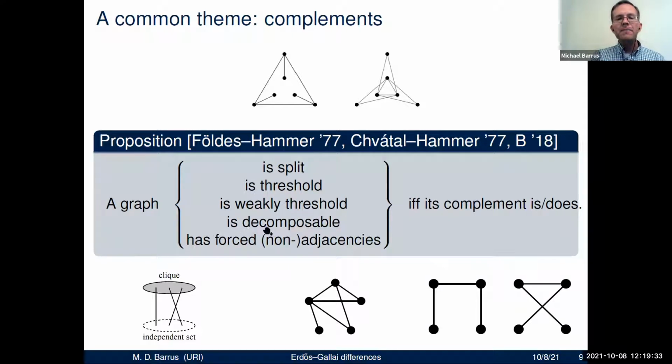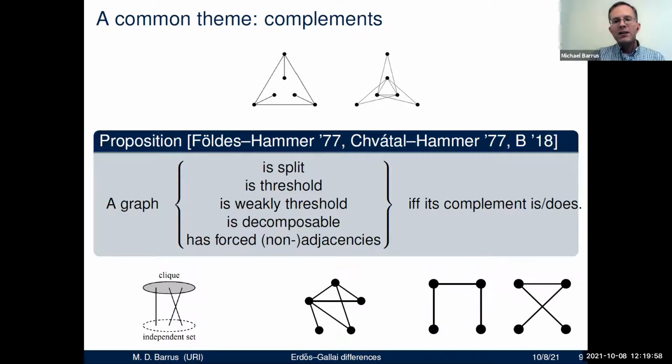Now, when a graph is decomposable in the way of Tyshkevich and Chernyak, you can sort of tell from its structure that the complement will also be decomposable. And when you have forced edges or non-edges, if you were to take the complement, a forced edge turns into a forced non-edge and so on. And so we've got lots of reasons why these things should satisfy this complementary property.